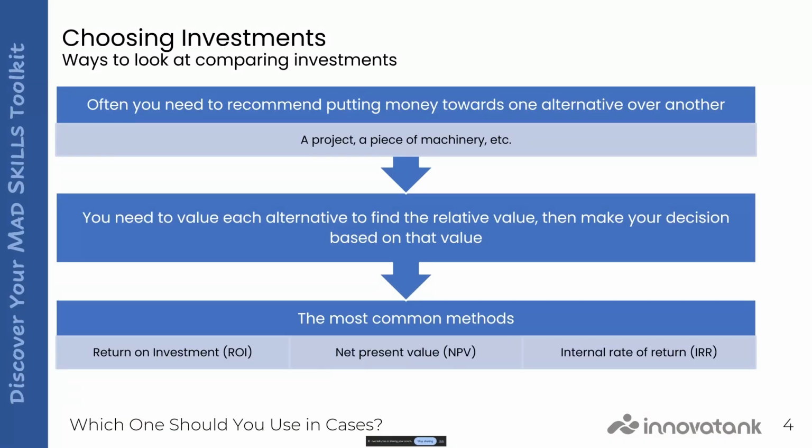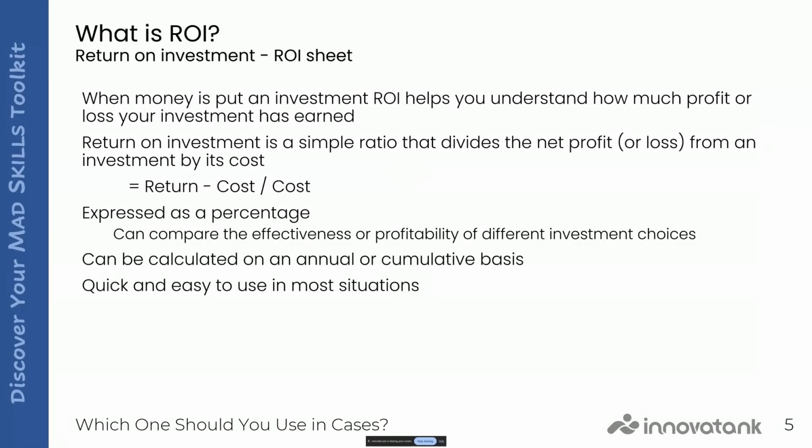Choosing investments needs sound financial metrics. Knowing which ones to use is critical. ROI is the simplest and quickest way to compare profitability. The formula is return minus cost over cost, expressed as a percentage. It tells you how much profit or loss an investment earned relative to its costs. Use ROI when you need a fast, easy comparison across alternatives. It works well for both annual and cumulative views, but doesn't account for the time value of money.